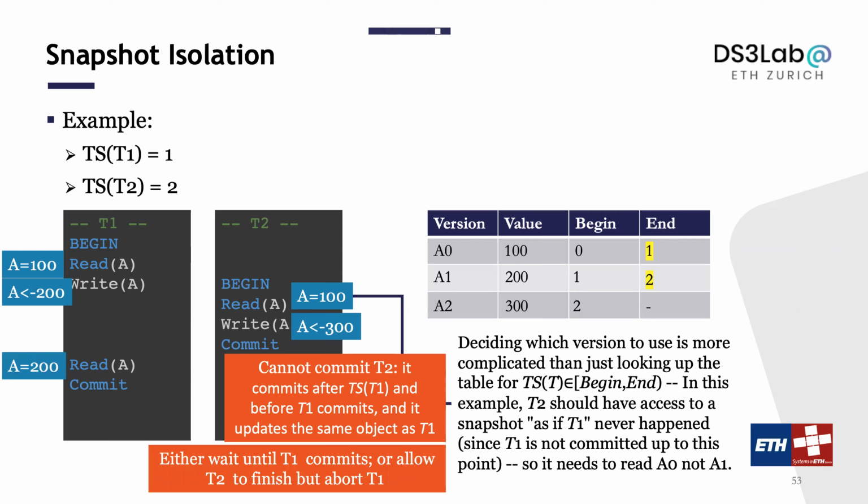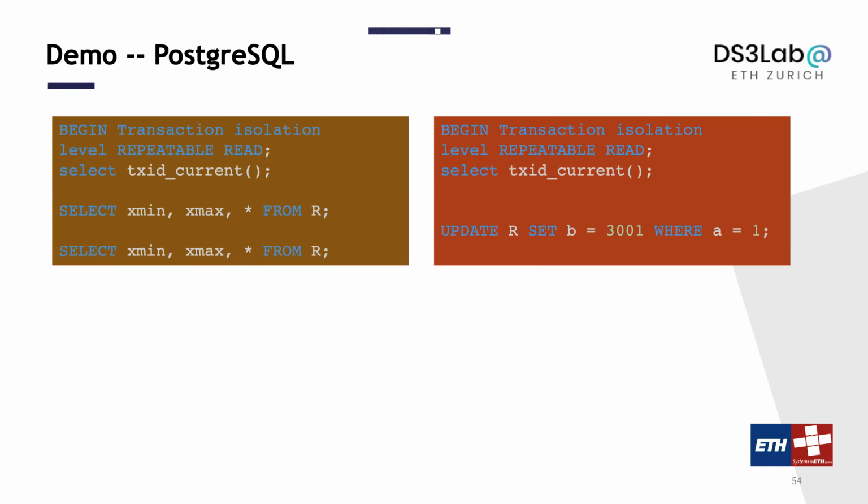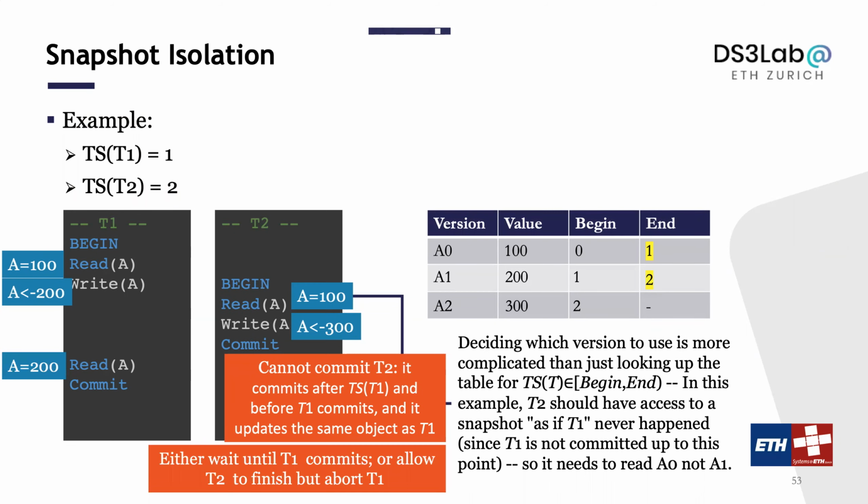So this is a very simple thing. Once you abort T2, when T1 reads, it's going to read its own snapshot. So in this case, it's going to read version A1. When it commits, it's fine. So this is a very simple idea of snapshot isolation.